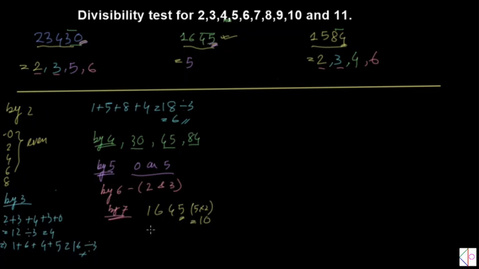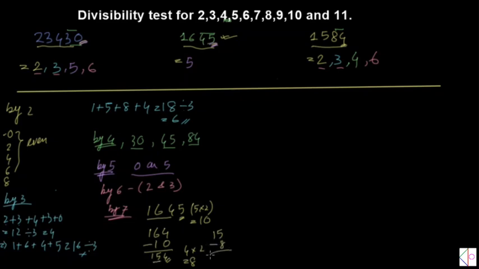Now we have to subtract 10 from the rest of the digits, that means 164. We subtract 10 from 164 and get 154. Now take the last digit 4 and double it, that means multiplied by 2, it becomes 8. Again subtract it from the rest of the digits, that means 15 minus 8.